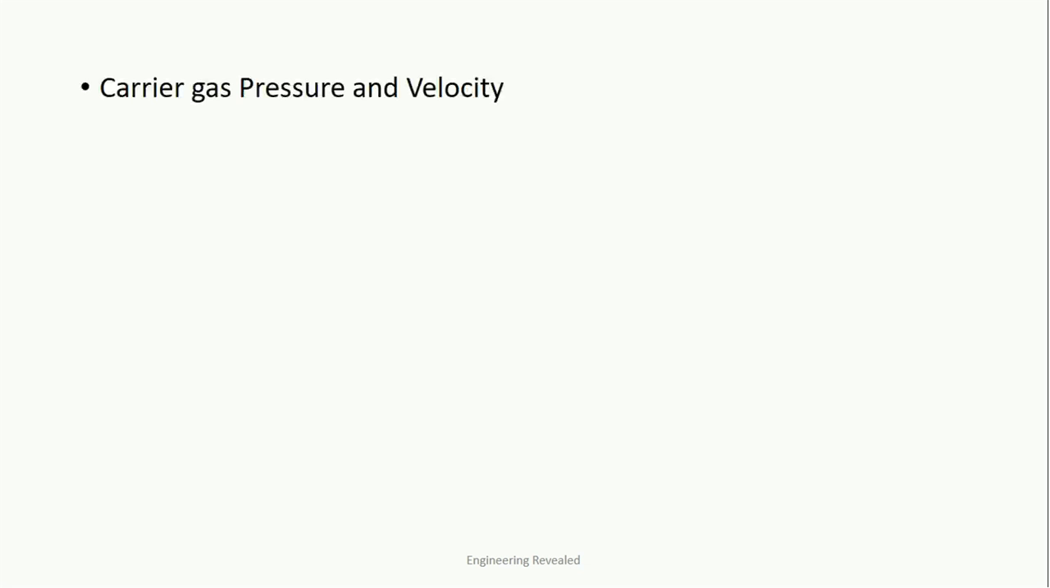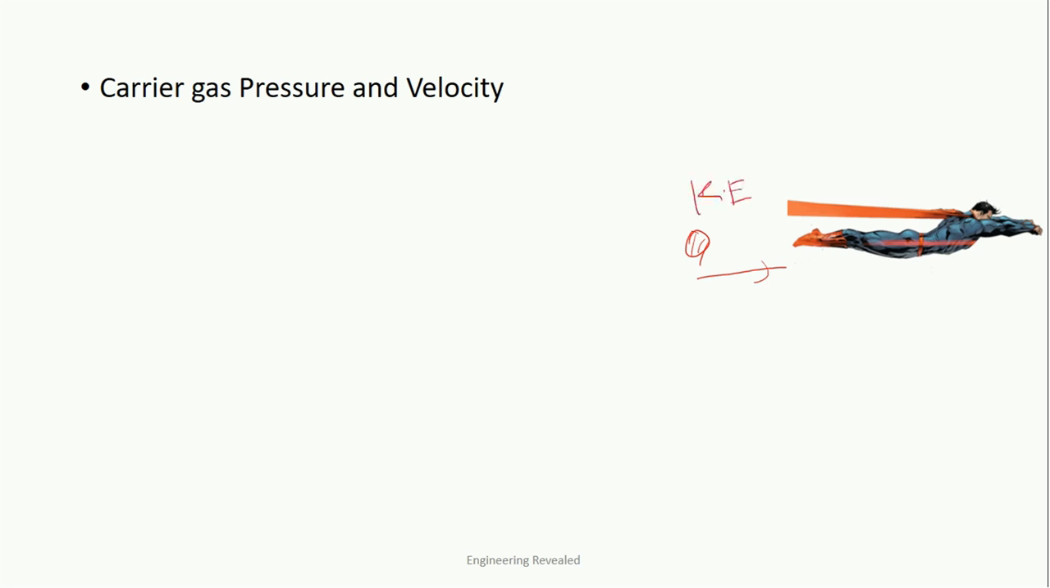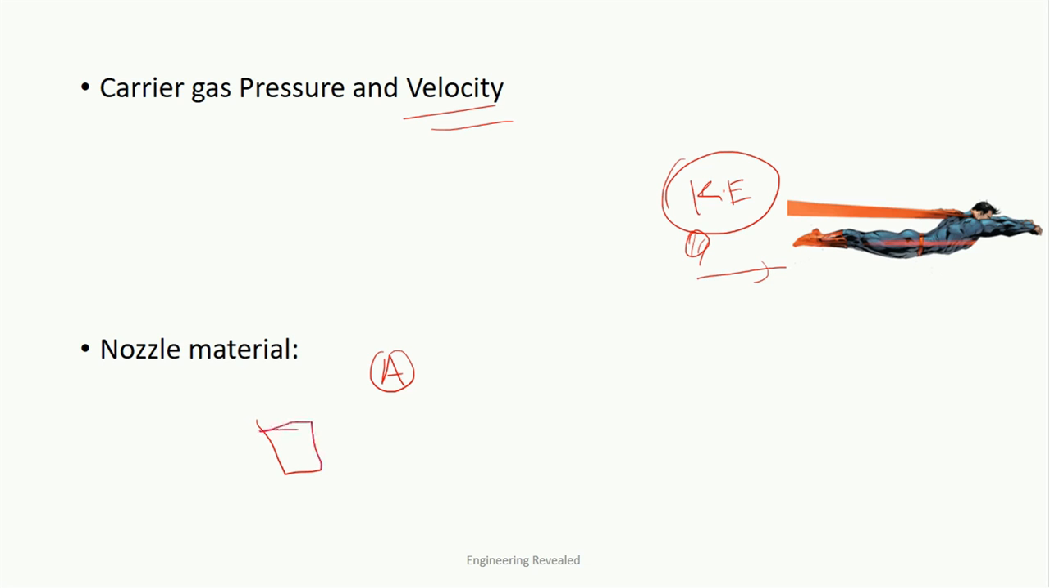Another important factor is the carrier gas pressure and velocity. If you have a high velocity, then the abrasive particle can move at a very high velocity and strike with a higher kinetic energy. So we require high velocity and high kinetic energy, so we have to provide a high velocity of the carrier gas. And nozzle material. As I have already told you, this abrasive particle has a high hardness. So for that, what we have to do? We have to make the nozzle with greater care and with a better material. Normally tungsten carbide is used as a nozzle material.